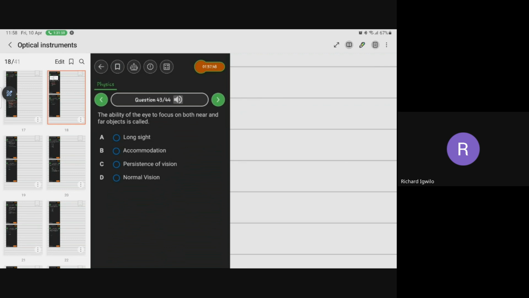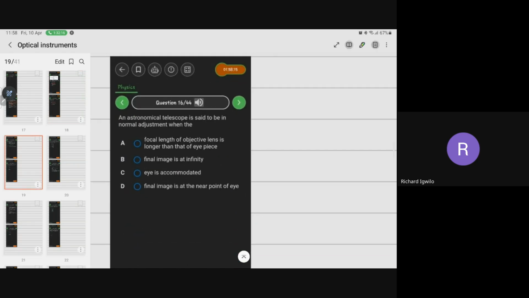They are playing around with words. They want to confuse you. So what will it be? Your answers, please. B, accommodation. They are still talking about different distances, but somebody will see near and far, and get confused.